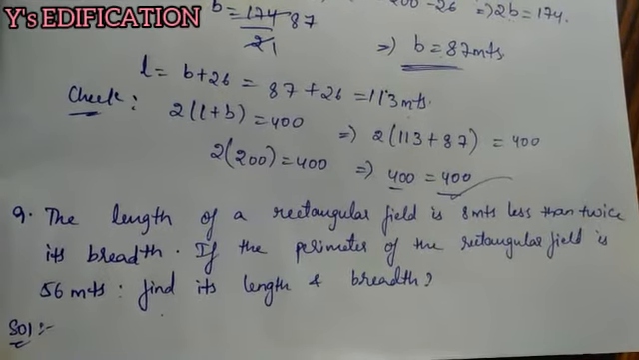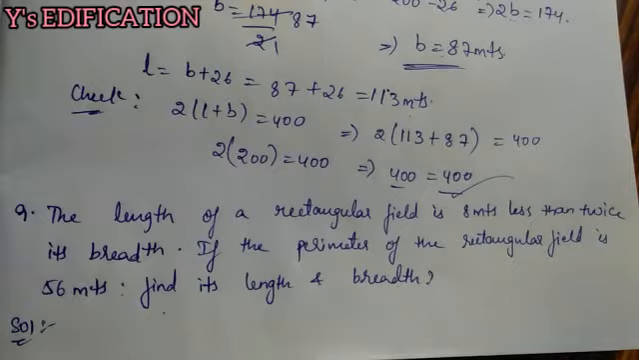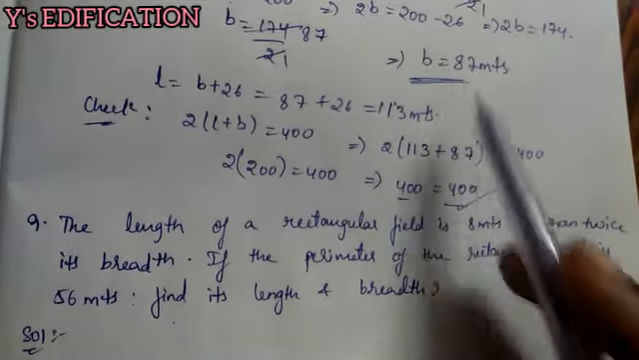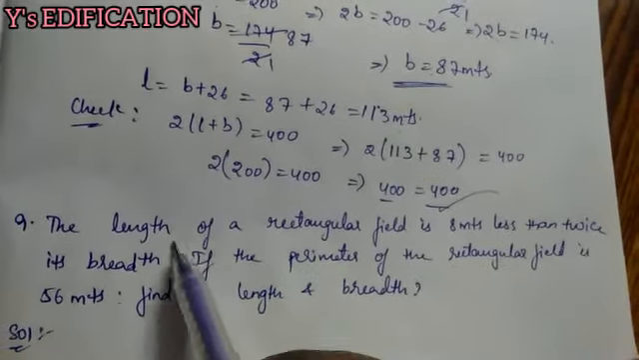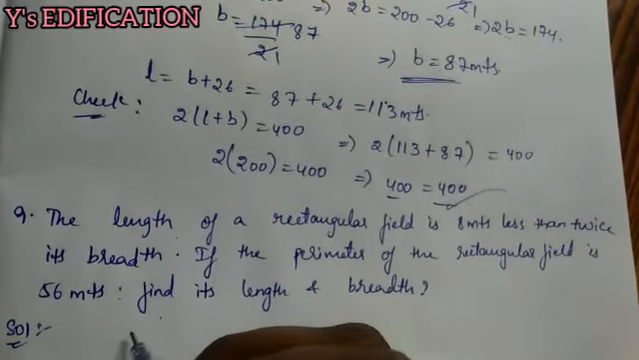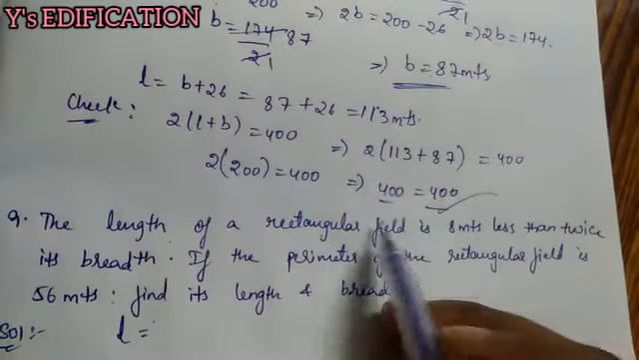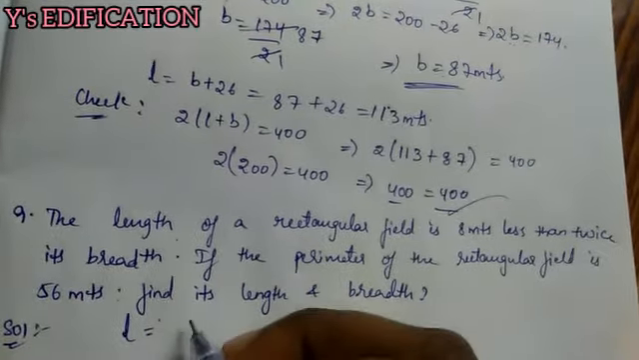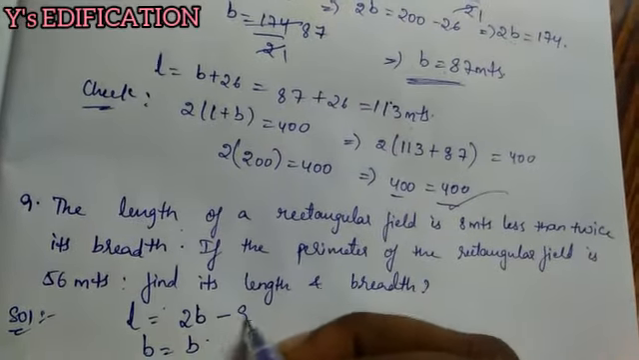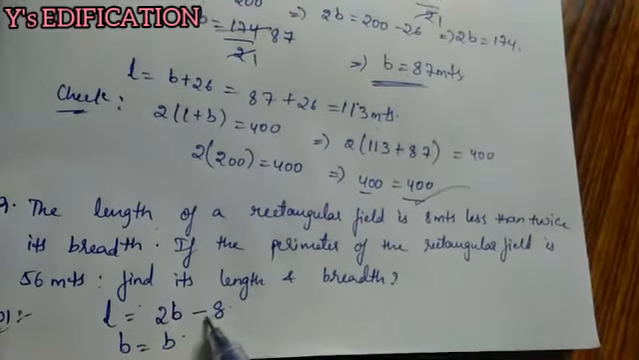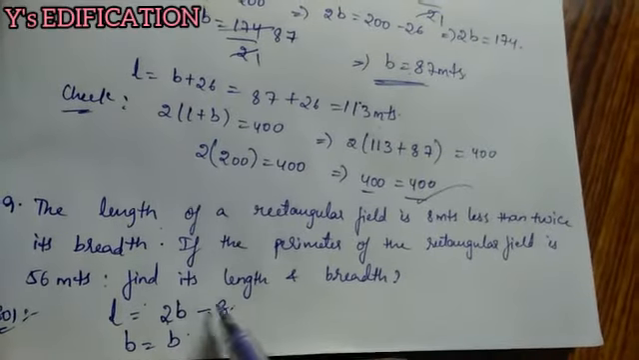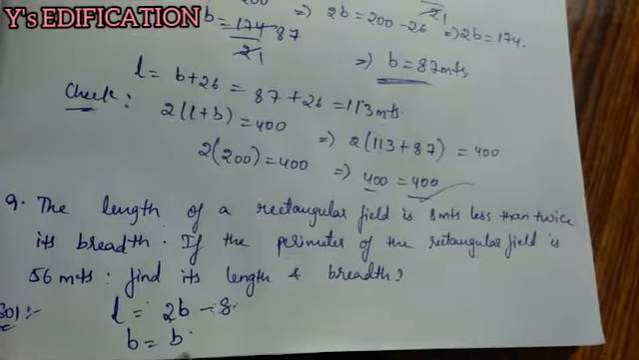The length of a rectangular field is 8 meters less than twice its breadth. The perimeter of the rectangular field is 56 meters. Find its length and breadth. This is also very similar to the previous one. If the breadth is B here, what is the length? Twice its breadth means 2B, and 8 meters less, so 2B minus 8.